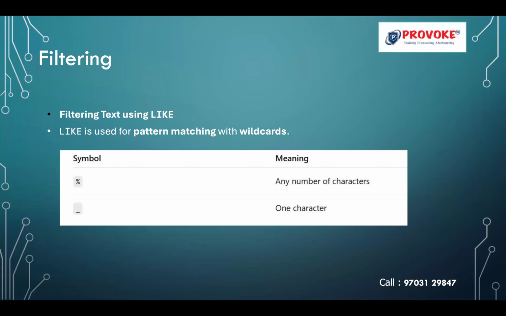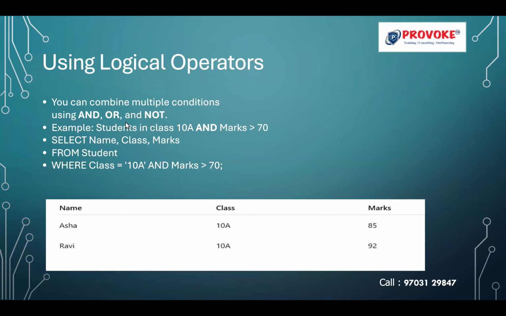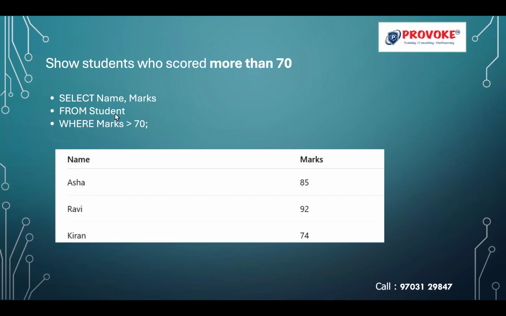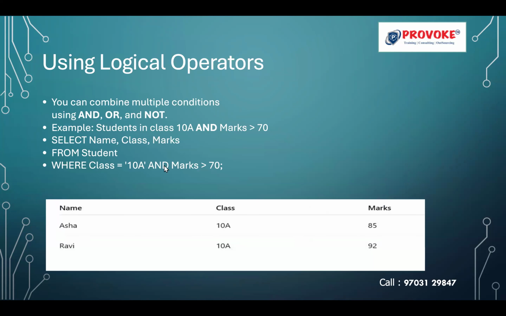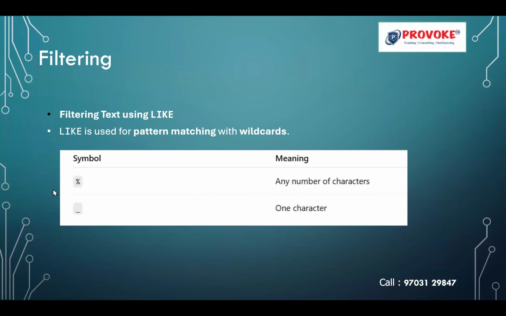Next is filtering using the LIKE operator. LIKE is used for pattern matching with wildcards. Wildcard means special characters: percentage and underscore. In the previous slide, you saw the example of filtering using the WHERE condition. In this WHERE condition, you were mentioning only a single condition or a double condition, and now we are going to use the LIKE operator in the WHERE condition.